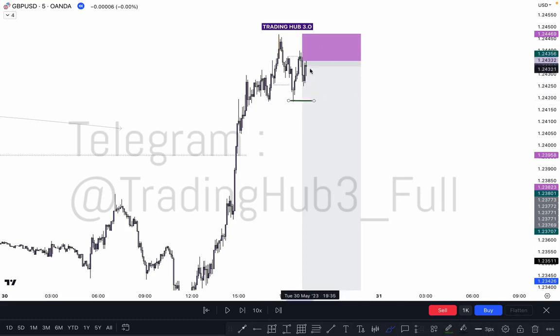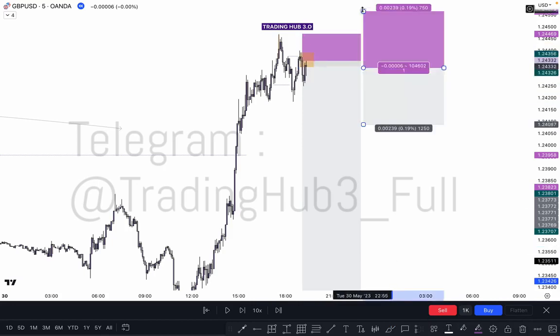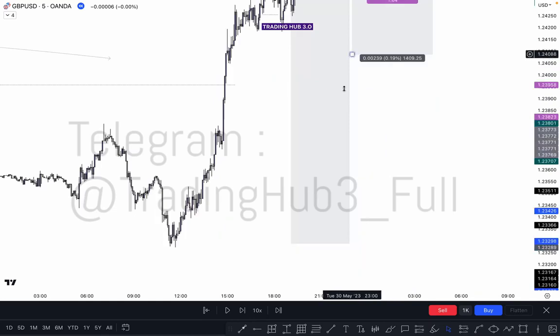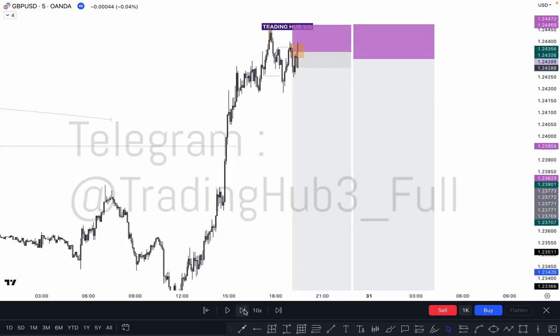If the market broke this low, then you need additional inducement before the entry, right? So this one is our next possible entry for the sell at this point, and this is the entry, and this one is our target, and this is our final target. Now let's see what happened next here.